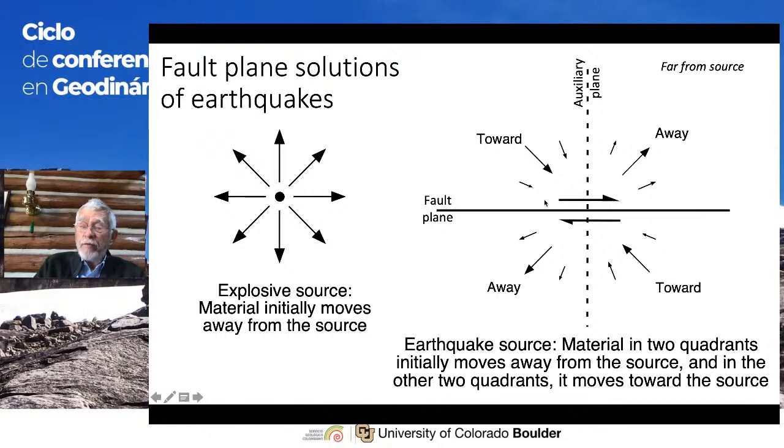If you're far away from the source and you're out in this direction away, the P wave radiated above the plane and below the plane shown here, they will tend to cancel one another. And so you'll have a very weak P wave in this direction. The maximum amplitudes will be in the 45 degree quadrants in here. So if we can measure these, we can determine the nature of faulting that occurred during an earthquake.